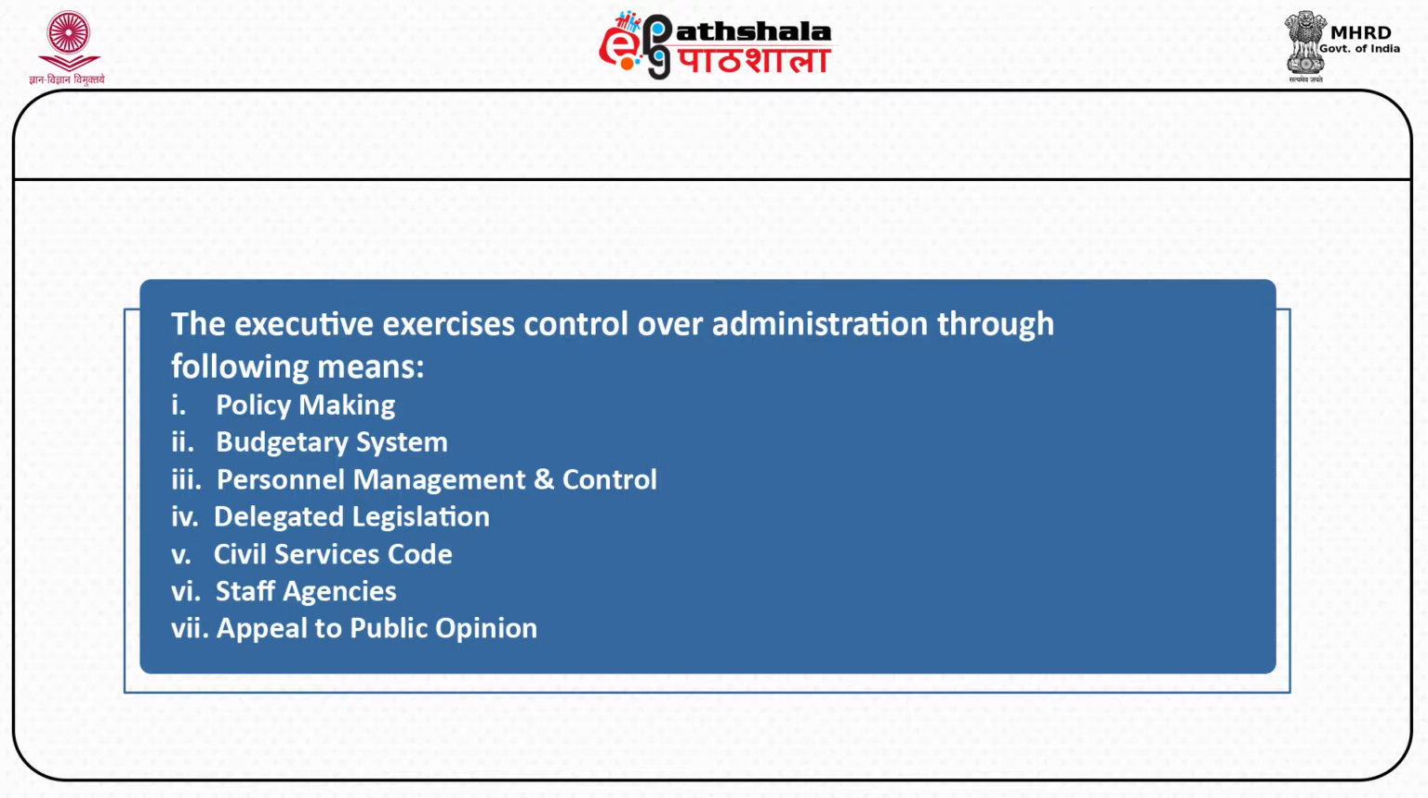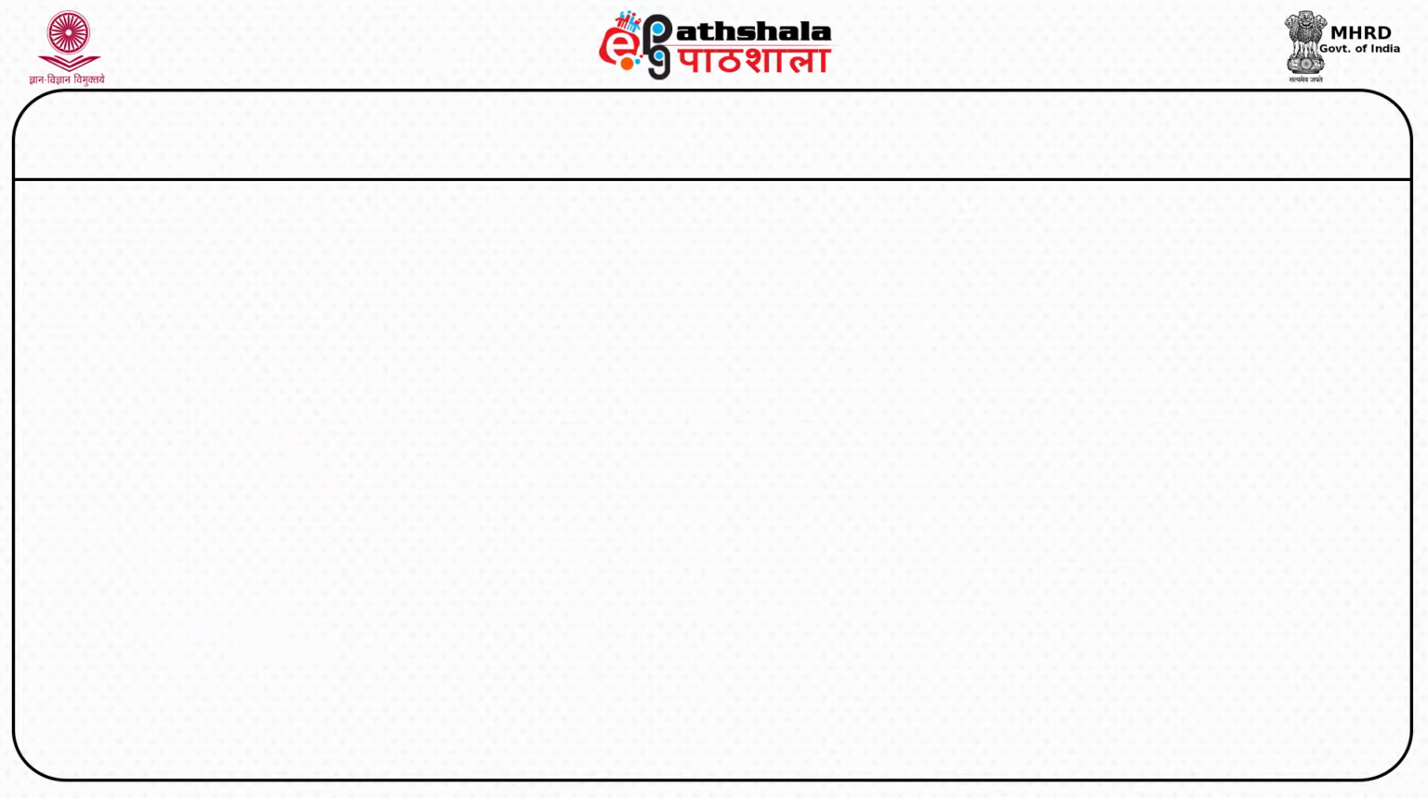Now, executive exercises control over administration through the following means. First is policy making, budgetary system, personnel management and control, delegated legislation, civil services code, staff agencies, and appeal to public opinion. So these are the various ways in which the executive exercises a control over administration.